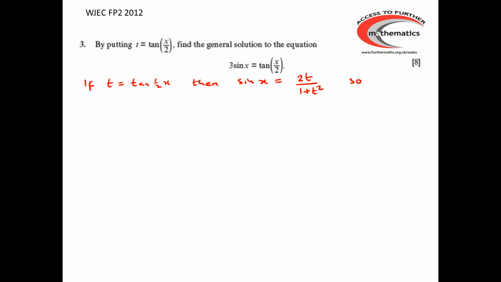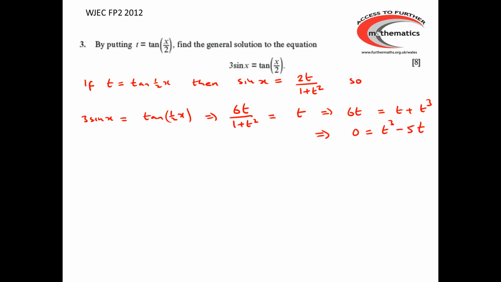If t = tan ½x, then we know from the formula booklet, or even better by knowing it, that sin x is 2t over 1 + t². So the equation can be rewritten as 6t over 1 + t² = t. Multiplying up by 1 + t² gives us 6t = t + t³, which can be simplified to t³ - 5t = 0, or 0 = t(t² - 5). So we know that t must be 0, or the square root of 5, or negative root 5.